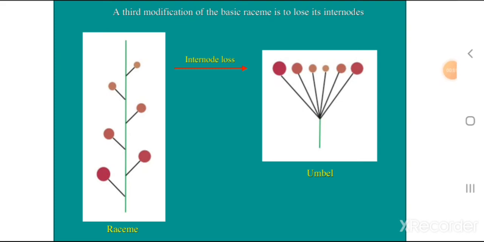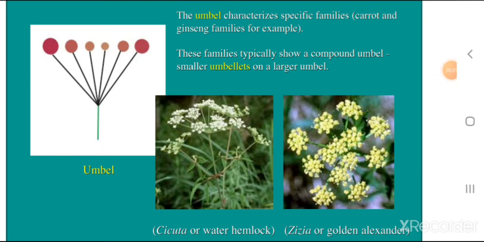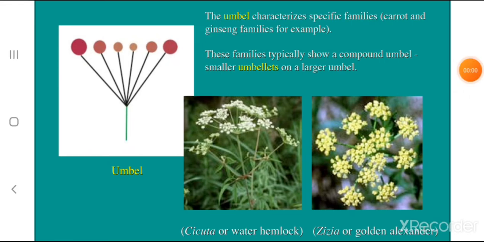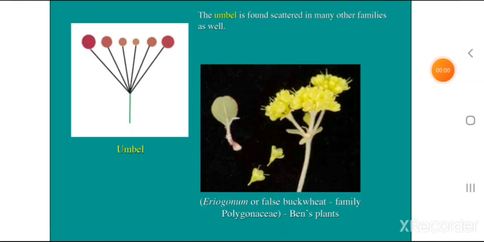Umbel. If the internodes of the floral axis are highly reduced, flowers arise from a common point. Due to the reduction of internodes, the inflorescence appears like an umbrella. Umbel inflorescence is characteristic of the carrot family. The genus Eriogonum of the Polygonaceae family also has umbel inflorescence.